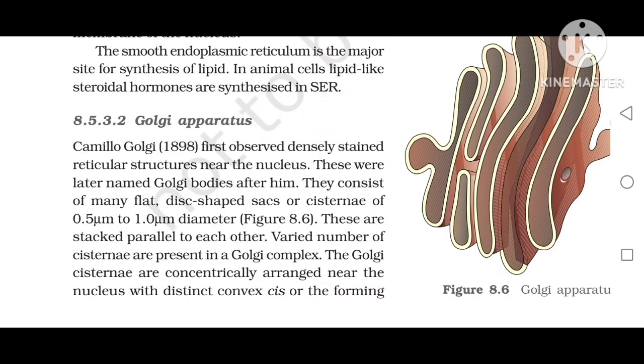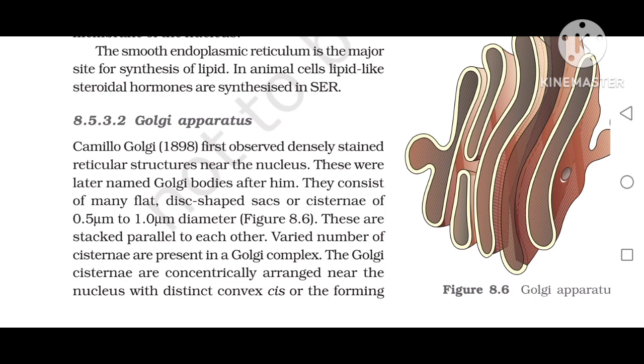Golgi apparatus. Camillo Golgi in 1898 first observed densely stained reticular structures near the nucleus. These were later named Golgi bodies after him. They consist of many flat disc-shaped sacs or cisternae of 0.5 micrometer to 1 micrometer diameter, figure 8.6. These are stacked parallel to each other. Varied numbers of cisternae are present in the Golgi complex.